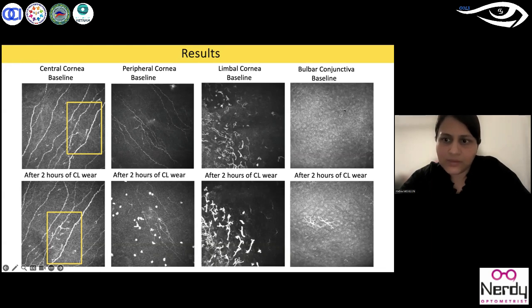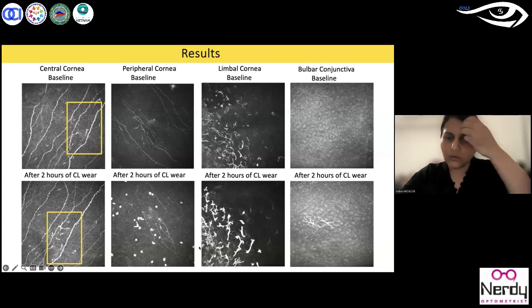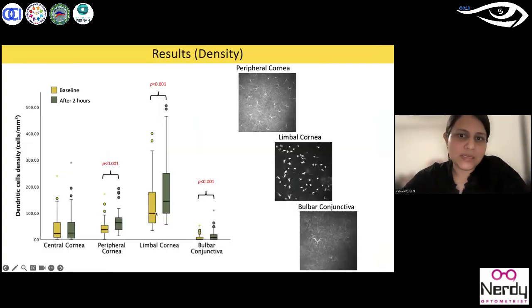In the conjunctiva, cells were absent at baseline, but at the same region, cells were present after 2 hours of contact lens wear, though their morphology was different from that of the cornea. So then we applied our statistical analysis to see what these results say.